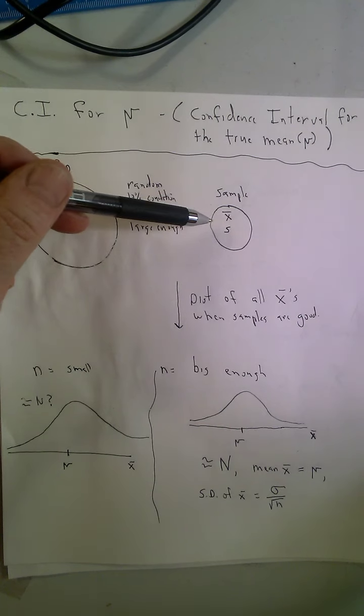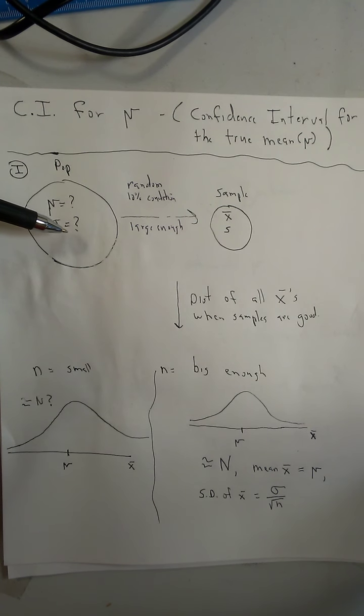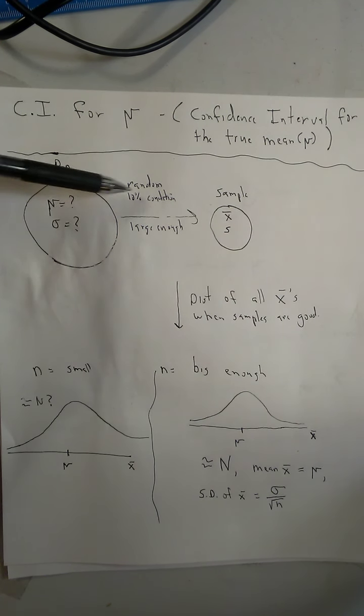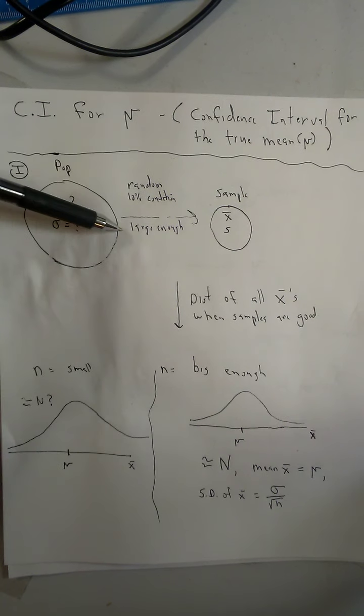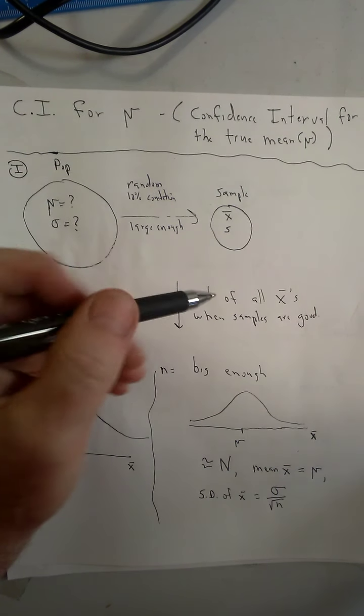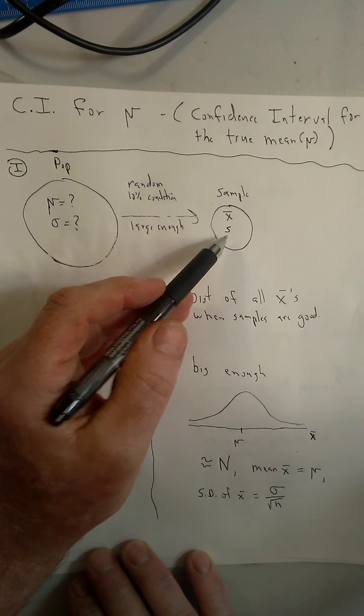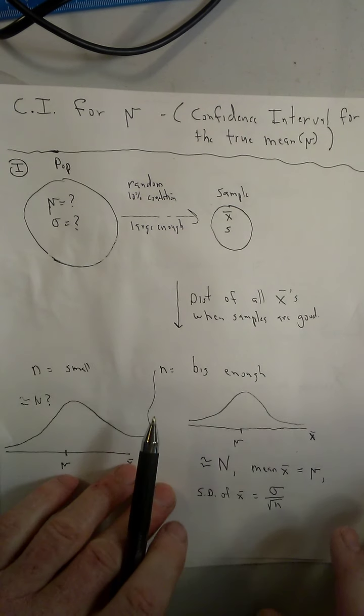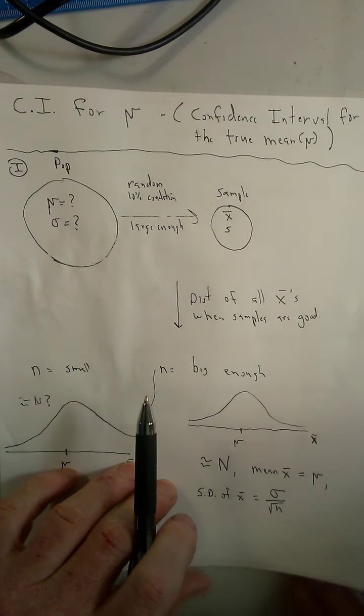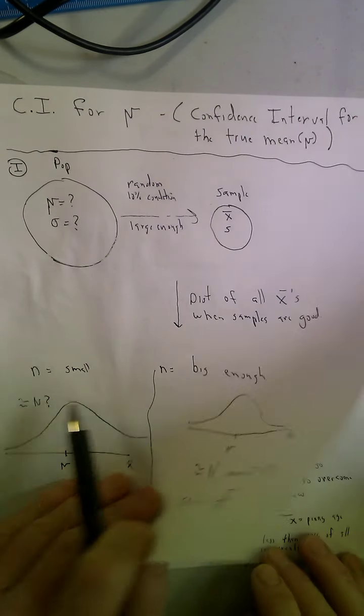So once you take this good sample, you have an X bar and you have an S. Now, these vary from sample to sample, but we know what they are. Okay, so even though these vary from sample to sample, we know what they are, so we can use these to estimate this one. Because once we take a good sample, we know this.